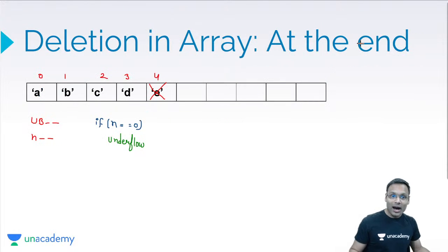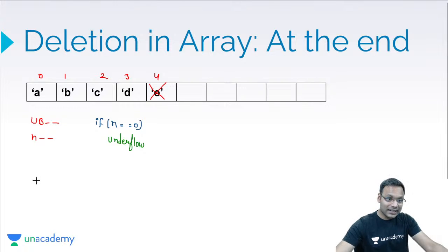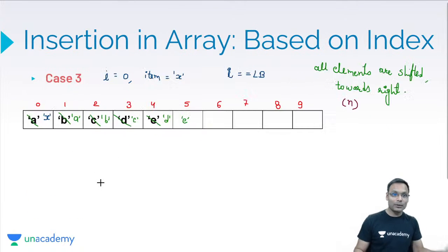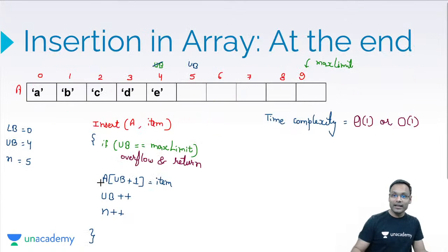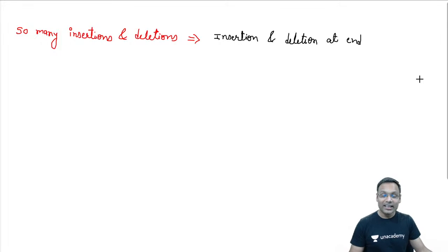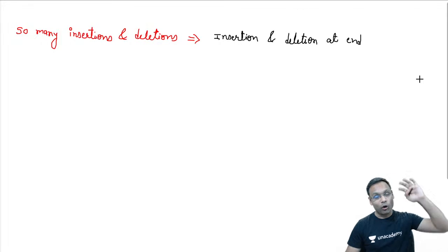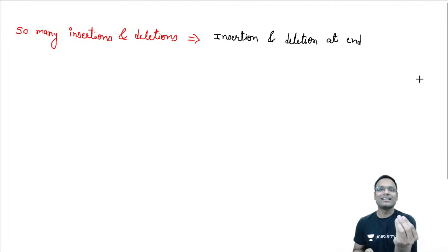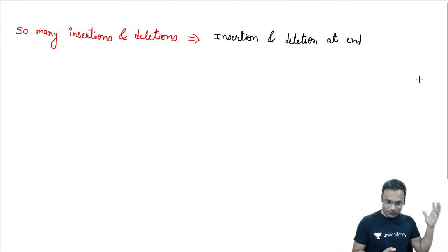Why? If you are inserting and deleting the elements at the end, the complexity required is constant. Runtime complexity is how much? Constant. Here you can see deletion at the end, runtime complexity is constant. Here insertion at the end, look at this, runtime complexity is constant. So if you have so many insertions and deletions in your array application, then you can prefer this. I cannot say you will always have to, but you can prefer insertion and deletion at the end so that you have very less, constant time complexity.